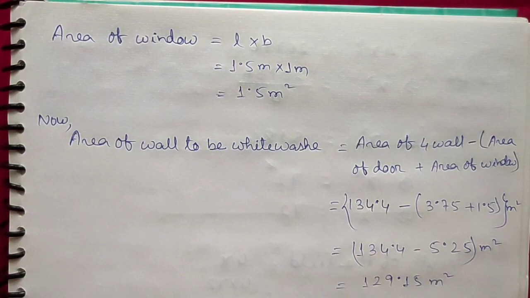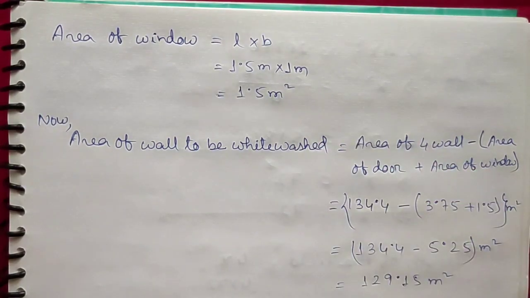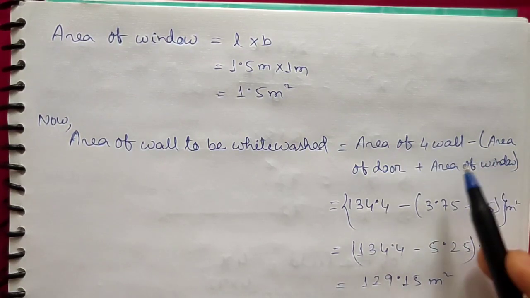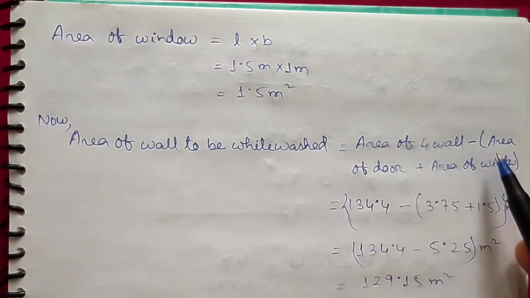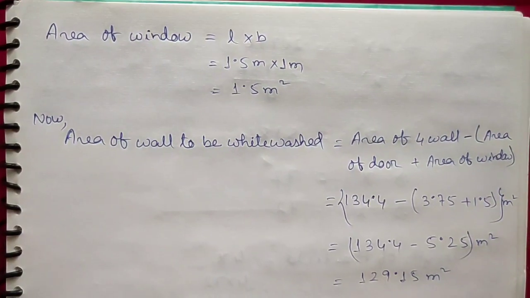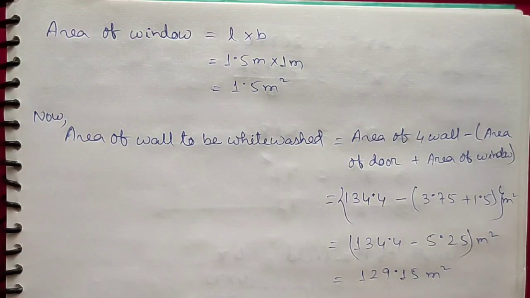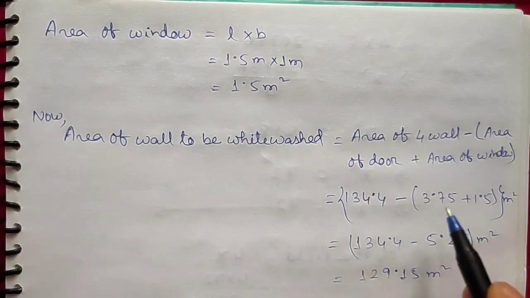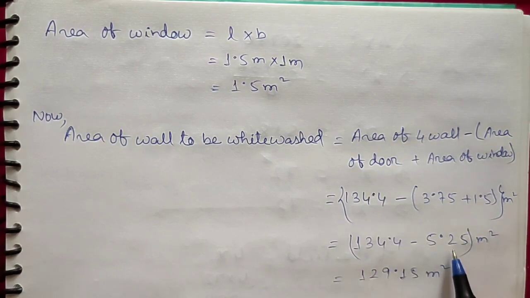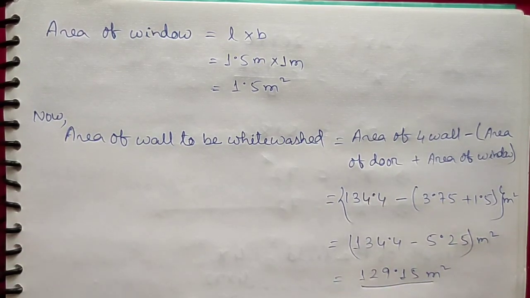Now the area of wall to be whitewashed equals area of four walls minus (area of door plus area of window). These are in brackets. So area of four walls was 134.4 minus (3.75 plus 1.5) meters square. So 3.75 plus 1.5 is 5.25. Then 134.4 minus 5.25 is 129.15 meters square. So this is our required area of the wall, which we will whitewash.